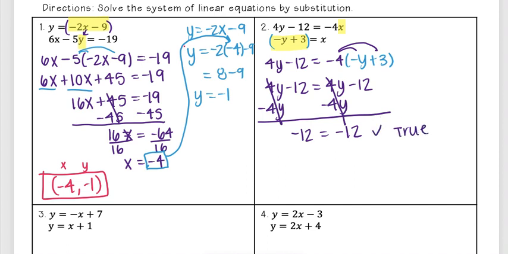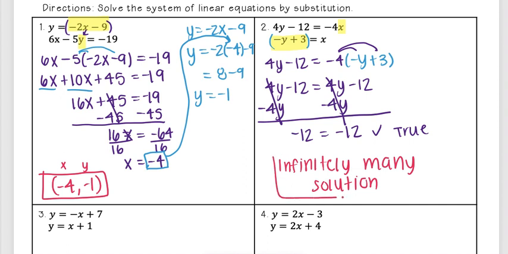So whenever this happens, that means there are infinitely many solutions. So I would see if I were to change both of these into slope-intercept form, they'd actually be the same equation. So if I graph these, they are going to be the same thing.